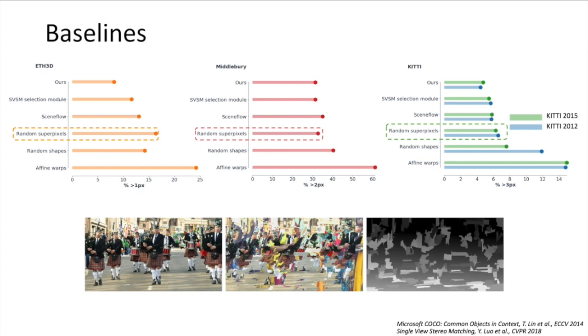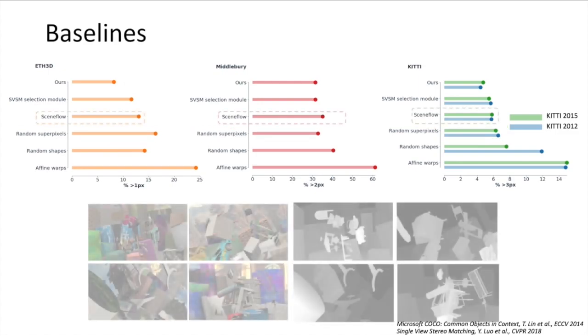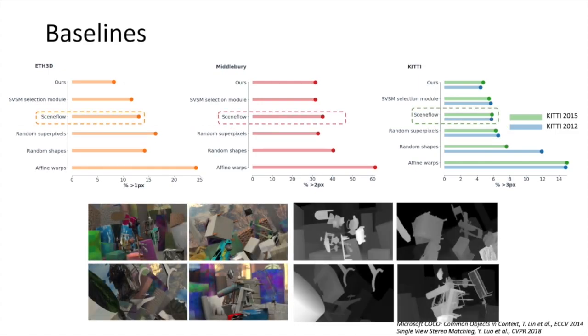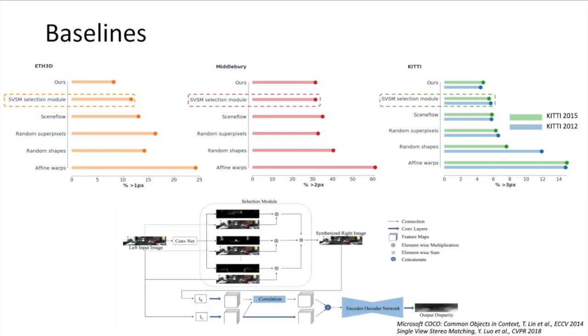Although the resulting images are highly unrealistic, the benchmark results are fairly strong. Next, we see the results of our usual scene flow baseline. Lastly, we consider a baseline from single view stereo matching, where we still use depth from a monocular network, but replace our synthesis pipeline with the selection module described in the paper. In all cases, our method making use of monocular depth has the best performance.